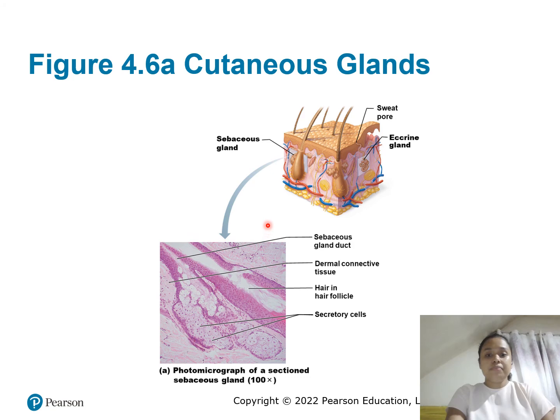So, this is it. That thing on the side is your sebaceous gland. If you look at the microscope, this is the duct to your sweat gland. That's the dermal connective tissue layer. It's the hair in your follicle. And these are the secretory cells in your sebaceous gland.